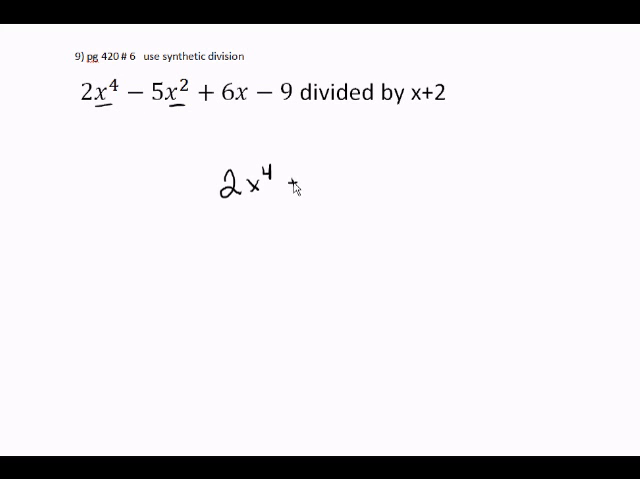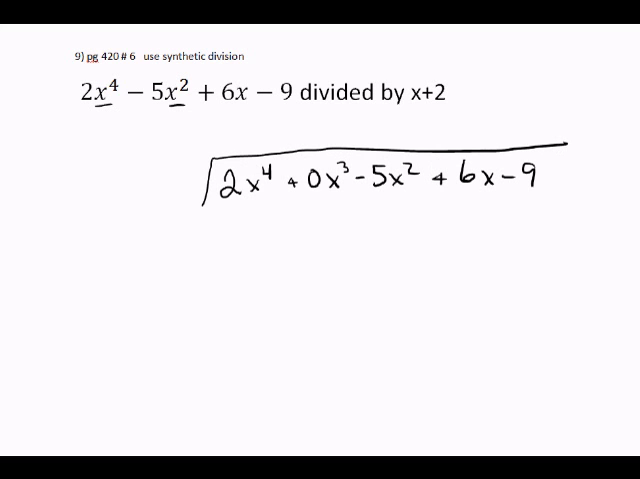So this is 2x to the 4th. Now, watch what I do. I have x to the 4th, then I have x squared. I'm missing x to the 3rd, so I'm putting plus 0x to the 3rd, then minus 5x squared plus 6x minus 9. You have to fill in every spot. So did you see how I filled in? I'm going to put a little line underneath this, if I'm able to. That I added that in there. And we're going to divide this by x plus 2.